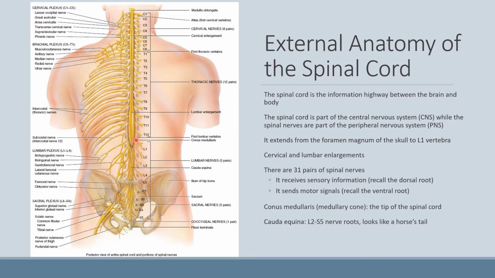That's the tip of the spinal cord, which is at L1. And you have the cauda equina, which is L2 to L5 spinal roots. So this is your cauda equina. And the name itself literally means horse's tail because it looks like a horse's tail.